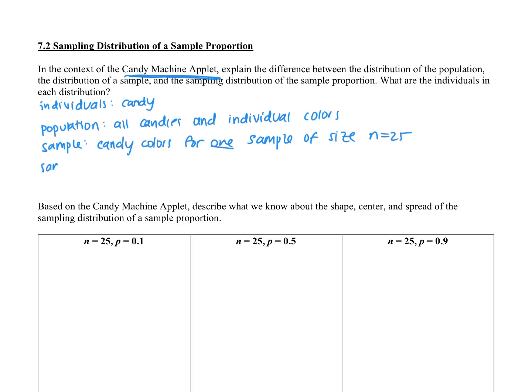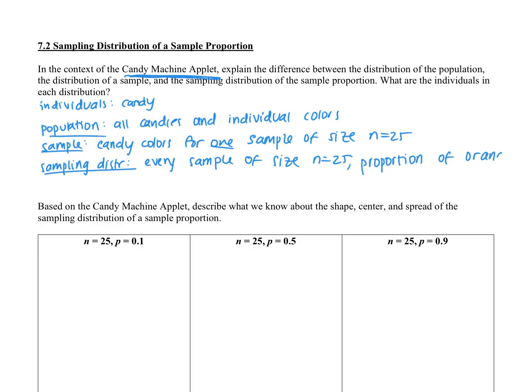And then the sampling distribution is every sample of size n equals 25. Specifically, it is the proportion of orange candies for each sample.